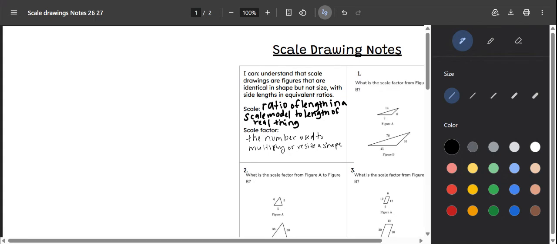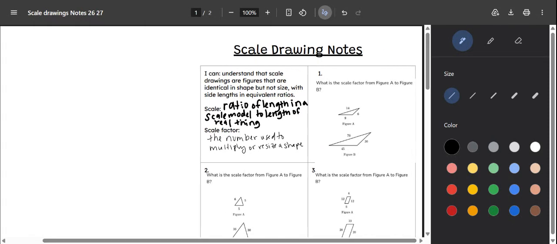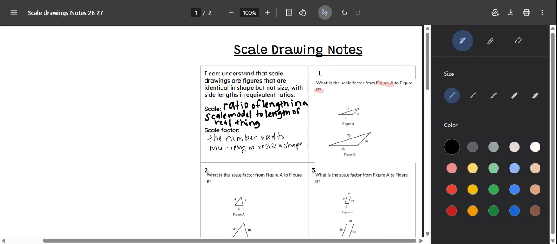All right, so we are going to do problem number 1. This is an I do problem. What is the scale factor from figure A to figure B? So remember, scale factor is what we are multiplying by to get from one shape to another. They're saying from figure A to figure B. So from here to here, what are we multiplying by?